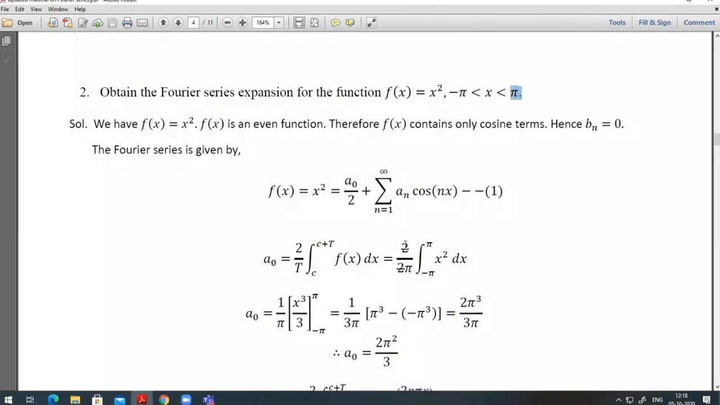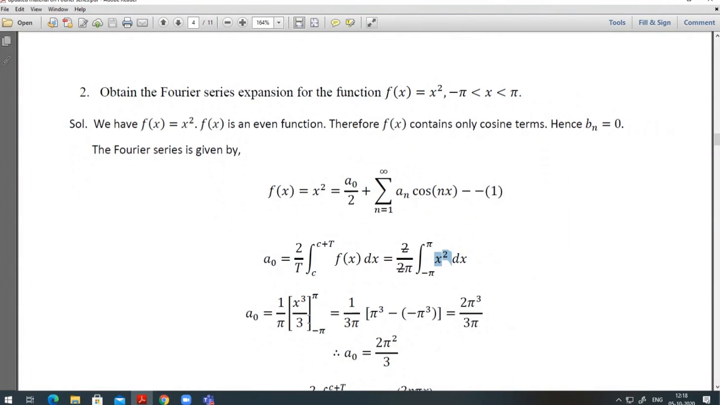So that is 2 divided by 2 pi integration from minus pi to pi x square dx. Since it is an even function, instead of writing this, we can write 2 times integration 0 to pi x square also. If you write, it's okay, or else since x square is a simple function, we can integrate in the interval minus pi to pi directly.